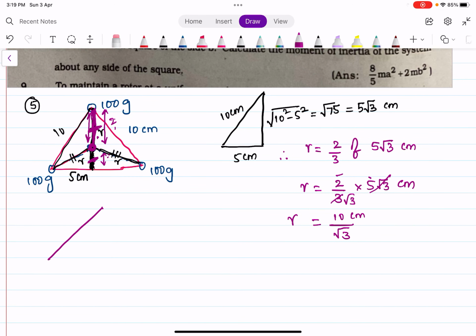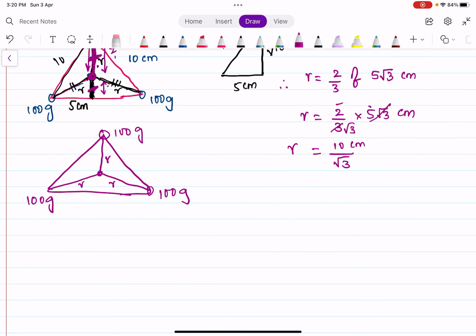Now, all three particles are equidistant from the centroid. R is the same for all the three particles, 100 grams, this 100 grams, and this 100 grams. So, the moment of inertia of this one about the axis passing through the centroid, and the moment of inertia of this one about the centroid, and the moment of inertia of this third particle about the centroid. So, the total moment of inertia I is equal to 3 times m r squared.